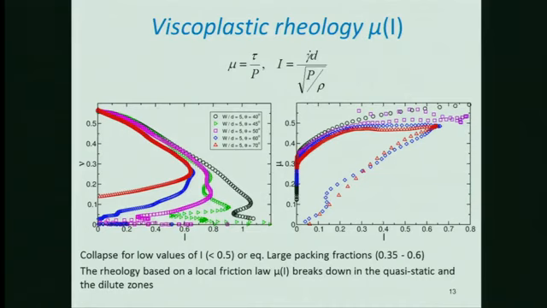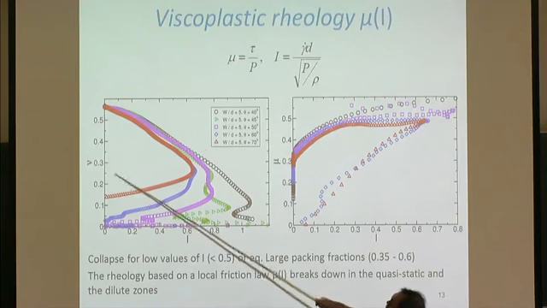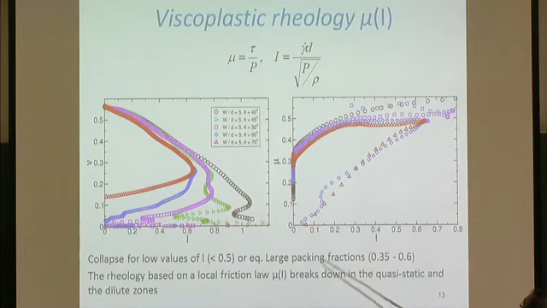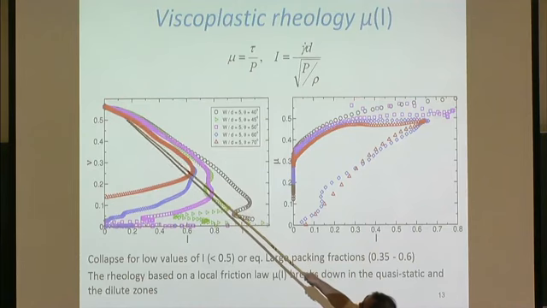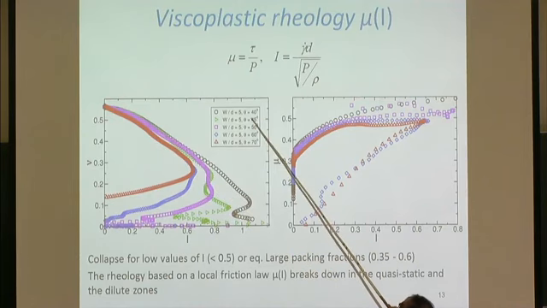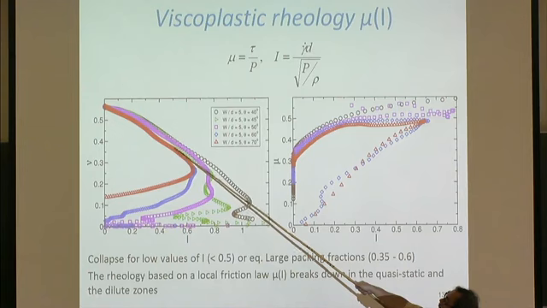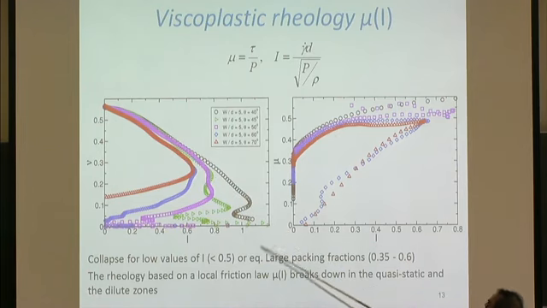Now we can calculate the friction mu and the inertial number, and draw the packing fraction according to the inertial number and the friction according to the inertial number. What we see is that in the part where the inertial number is lower than about 0.5, all the curves almost collapse for the different values of the angle. It's true for the packing fraction and for the friction.